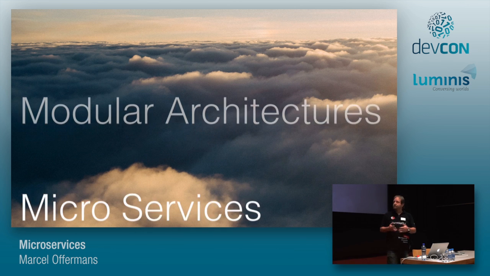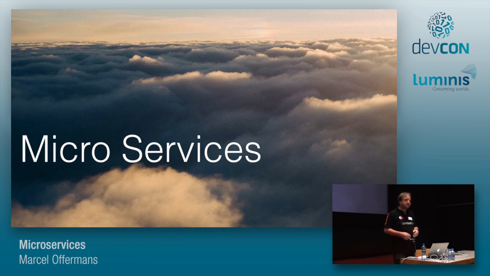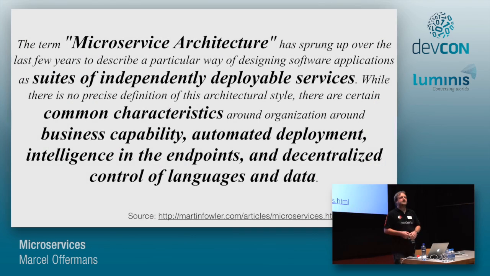So moving on to microservices. And probably the first thing I should do, and maybe some of you have already done that, is go to Google and try to come up with some kind of definition of microservices. And this is a fairly long sentence, but it describes a lot of important aspects of the architecture. So it's about a suite of independently deployable services, and they have some common characteristics.